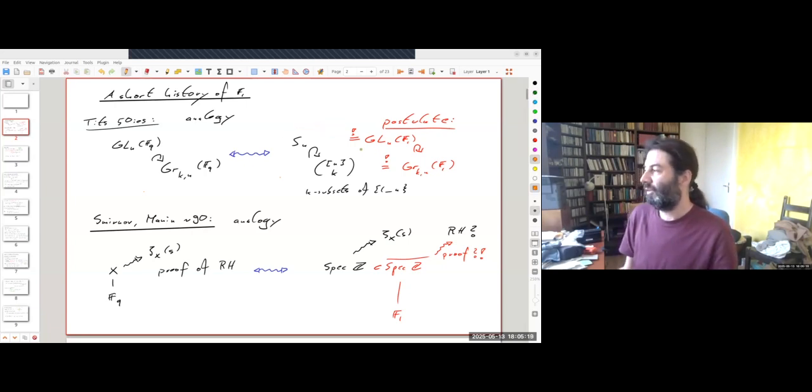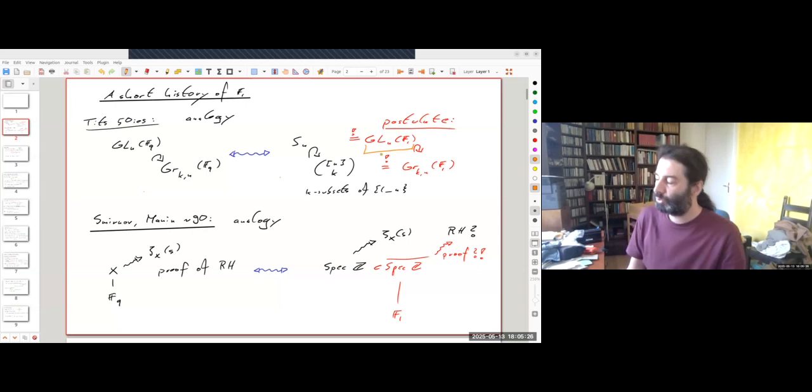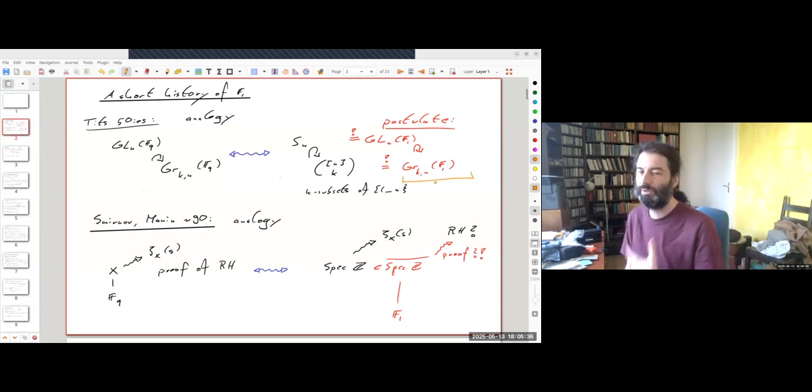So this led him to the conclusion that S_n should have an algebraic geometry interpretation as the general linear group over F1, and this collection of k-subsets of an n-element set should have an algebraic geometry interpretation as a Grassmannian over F1.